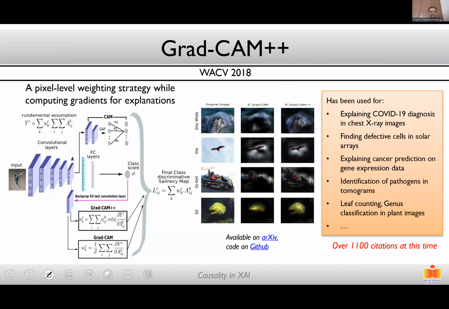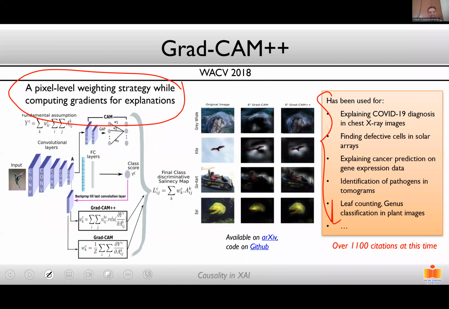One of our most salient efforts is called GradCam++. This is the work that we published in 2018, where the broad idea was to explain the decisions of convolutional neural networks, which are deep learning models for computer vision used to understand images and videos. We came up with a pixel level weighting strategy to compute gradients for explanations. We showed that you could get a simple analytical form for the solution and thereby be able to compute it efficiently. And this is one of our efforts that has been extensively used around the world today.